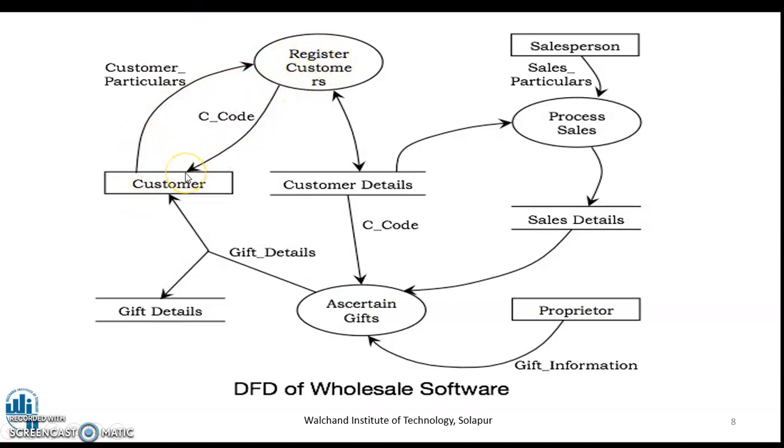It gets the C code. Then these customer details are stored into the customer data store. Then with respect to the process sales, the salesperson enters the sales particulars, the sales details are stored here, and this goes to a certain gifts where the gift information is given by the proprietor. Then these gift details are kept over here in the data store of gift details, and then this is given to the customer. So these are the subsequent processes and the data stores added to the top level DFD.